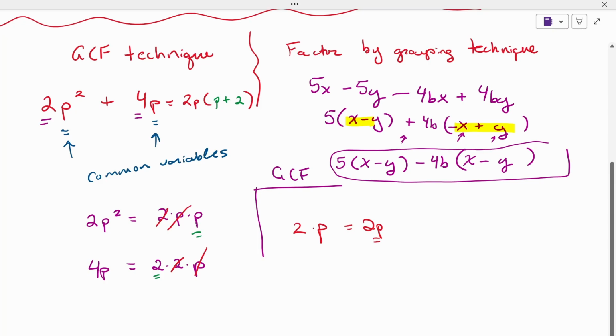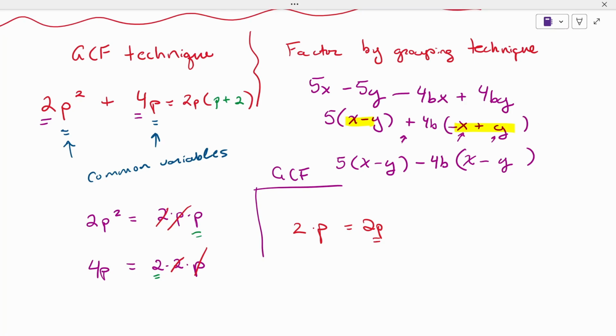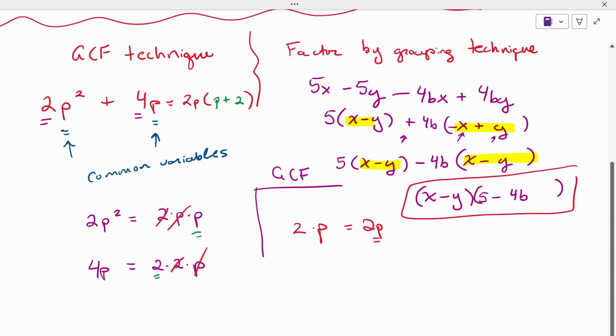So you would have now a perfect setup: 5 times the quantity x minus y minus 4b times the quantity x minus y. And since now you have x minus y terms in common, by the GCF rules, your common term can go out in front, and what's left over, the 5 and the negative 4b, can go inside of your parentheses, and this is your answer.